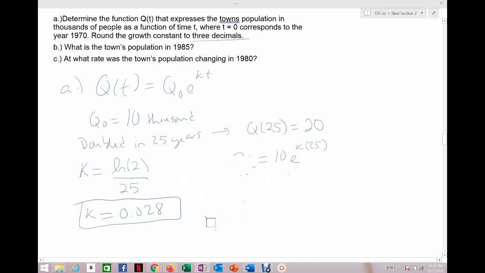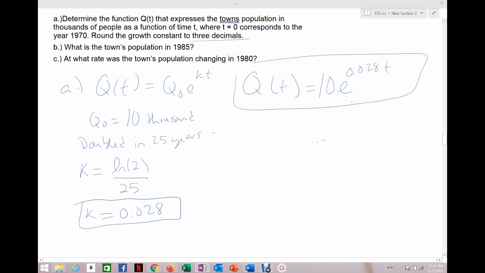Now I've got everything that I need to answer part A. My population, which is what Q of t stands for, is equal to my initial population, 10, e raised to the 0.028 times time. I'm leaving it like this. If you want to write 10,000 out, you can. Since I'm leaving it like this, I have to remember it's in thousands. If you prefer, you could write out 10,000 e to the k times time. It's just up to you however you want to do it.